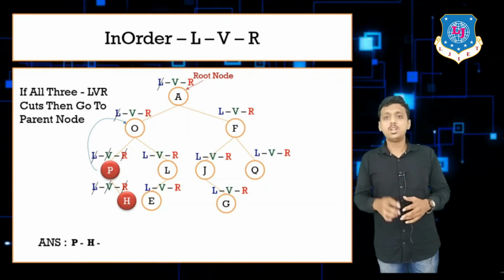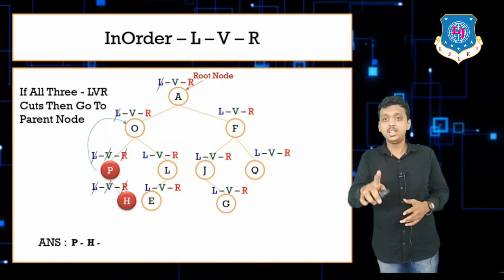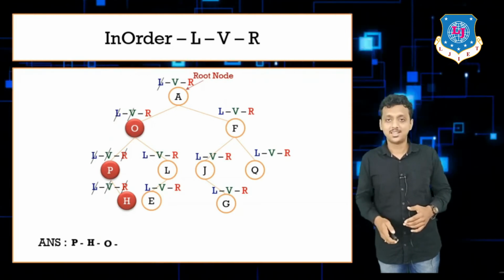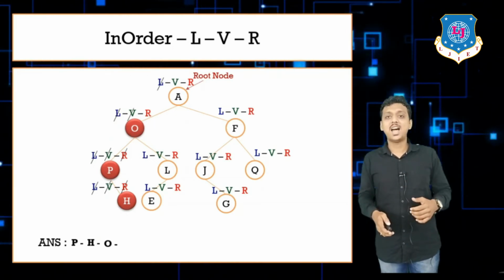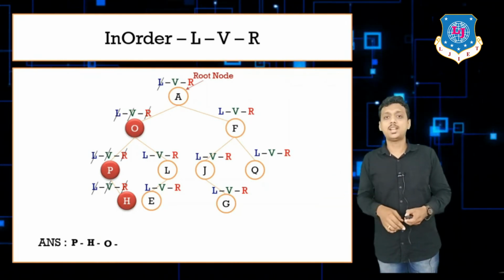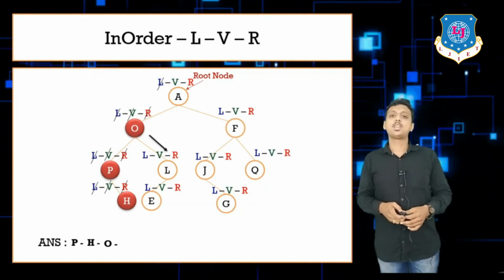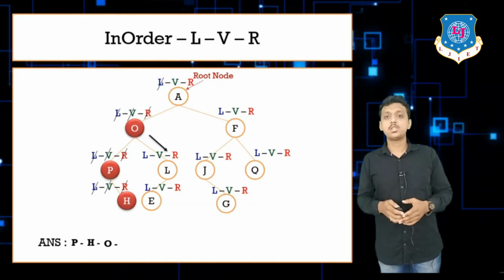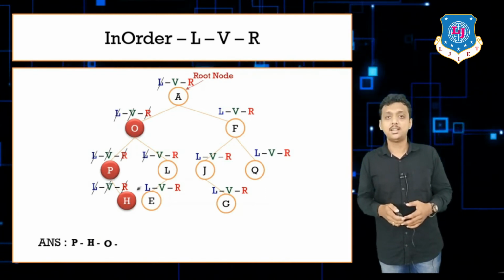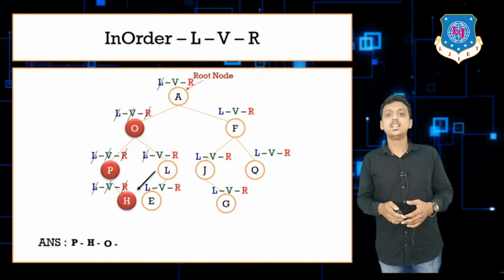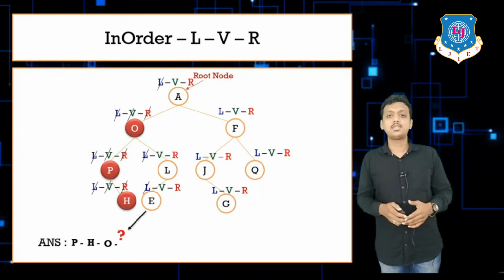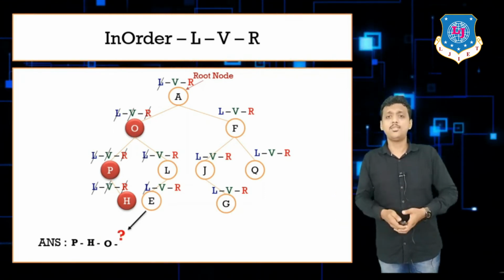Okay. So what is the remaining operation, students? That is V. So first you need to visit O. So write down the O in your answer. Fine. So now the next is R. So move towards the right side, cut the R, then move towards the right side, that is L. Okay. On L node, we first need to go on the left side. So cut the L, then move towards the left side, that is E. Again left side of E, cut L. There is nothing on the left side of E.